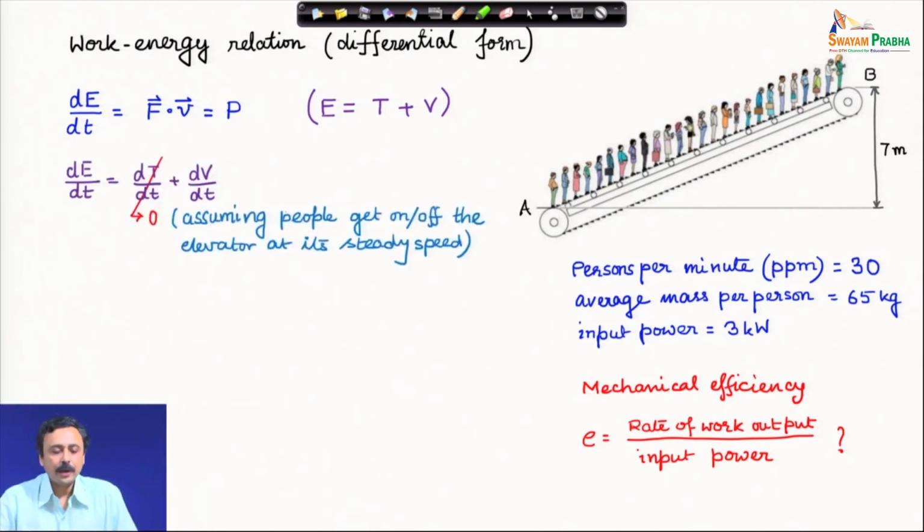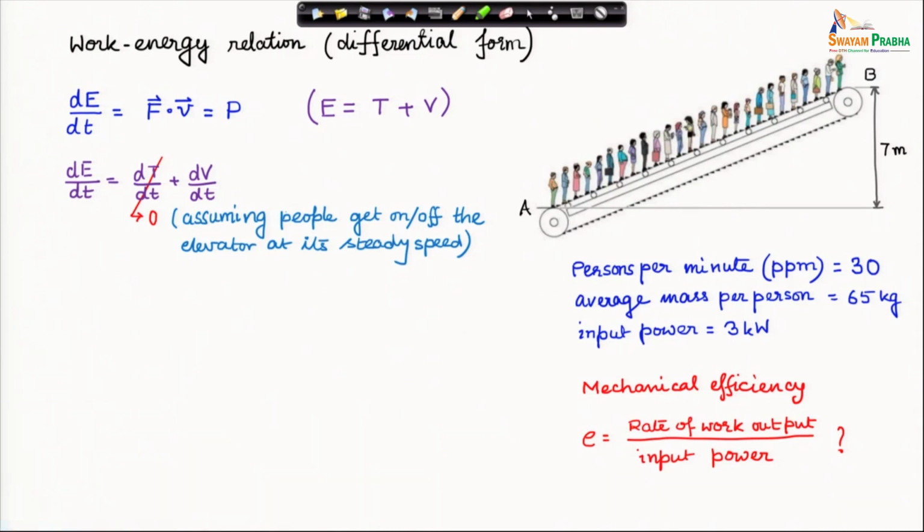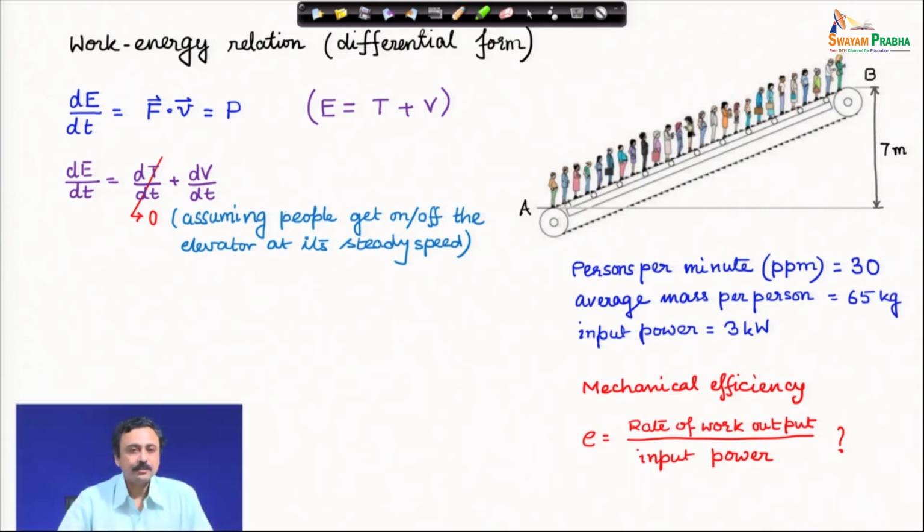Now, if you look at the total mechanical energy E, which is kinetic plus potential energy, then dE/dt is d(kinetic energy)/dt plus d(potential energy)/dt. Here we make an assumption that the persons who are using the escalator are getting on and off at the running speed of the escalator. Now, why is this of importance?